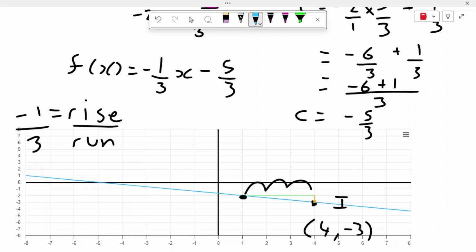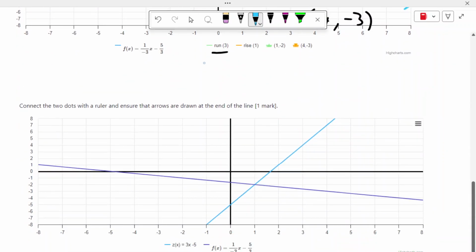But what you have to do as well is add arrows to your line. So the final equation would be something like this, where the purple line is the line of choice that we're drawing in here. Cool.